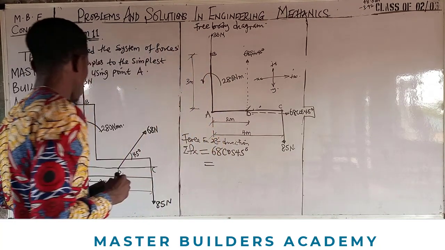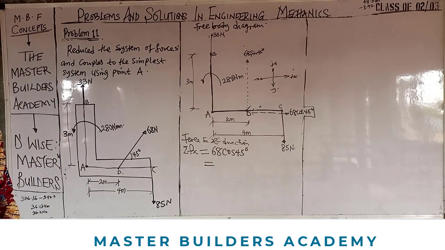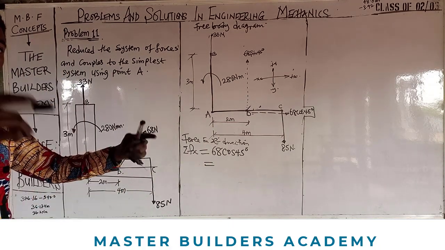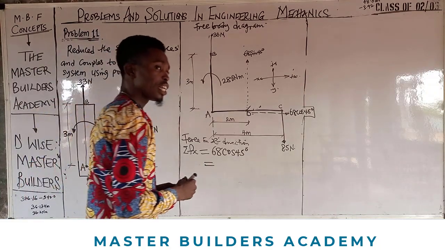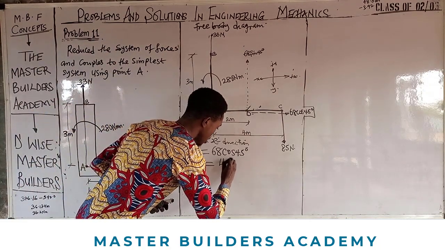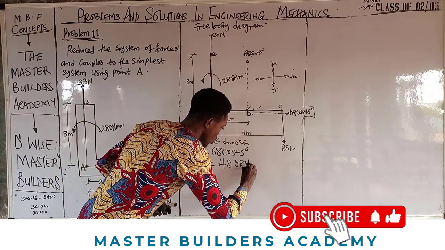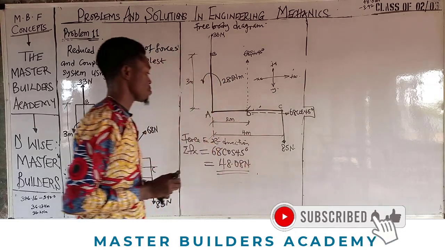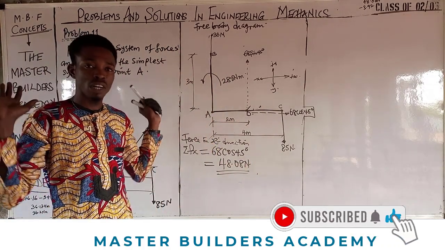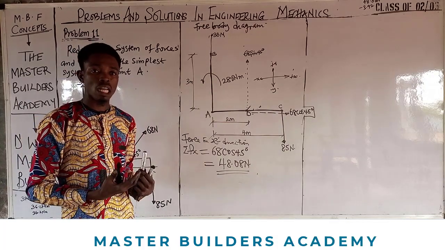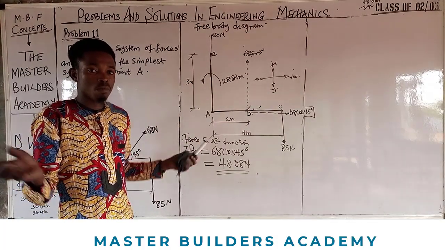68 cos 45 degrees gives us 48.08 when you input this in your calculator. So this will give us 48.08 newtons. This is the force we have obtained for X. So we do the same for Y, then do the same for moment. That's all about this question.